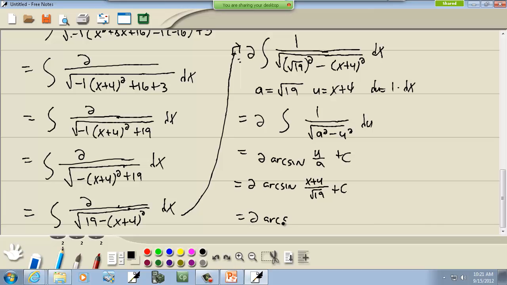The last thing, we don't want that square root of 19 downstairs, so we multiply top and bottom by the square root of 19, and we get square root of 19 over 19 times x plus 4 inside the arc sine. And that's our answer.